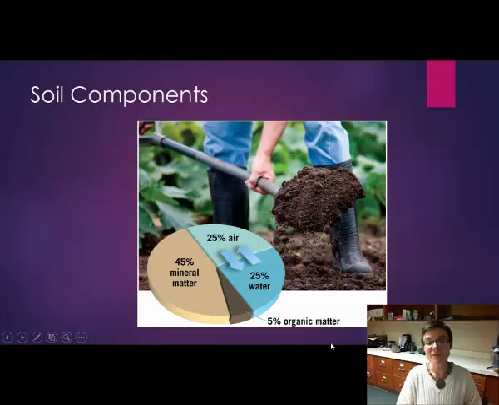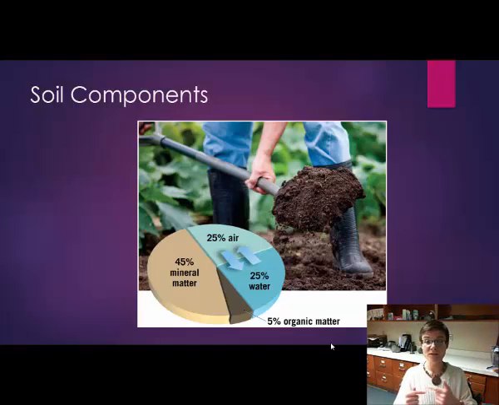So soil is made up of various components. Important components include air, water, mineral matter, and organic matter. So this is a pie chart of the components and their proportions that make up a really good soil. So let's take a look at this. For one thing, you notice that the graph is divided into half air and water and half mineral matter and organic matter. Now let's talk about the half that's air and water first.